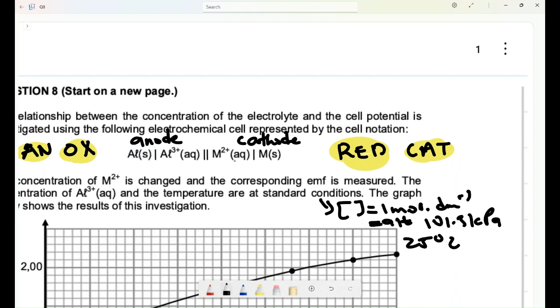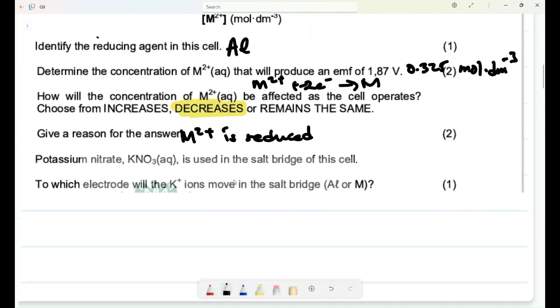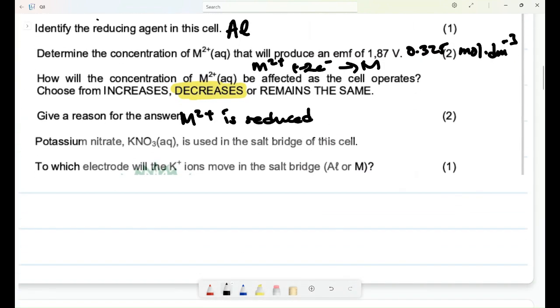So cathode, it is a reduction. It moves from 2 plus to 0. It is a decrease. I want to believe you are following. It is reduced or used up. Those are the correct lines you can use. Or it is an oxidizing agent.